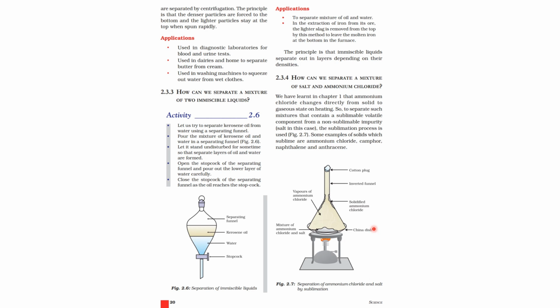So what we can conclude from here: ammonium chloride, being a volatile substance, changes into white vapors easily, which deposit on the cold inner wall of the funnel. This process is called sublimation, and the ammonium chloride obtained is called the sublimate. Some other examples of solids which sublime are iodine and camphor.